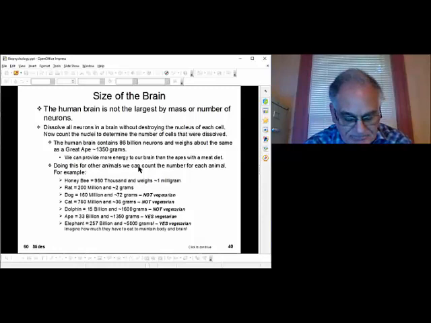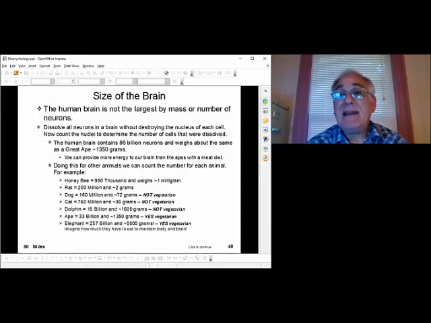Actually, a blue whale has one of the biggest brains, but his body is so huge that its brain is very small by comparison, like a peanut. If you brought it down to the size of a human being, his brain would be the size of a peanut.